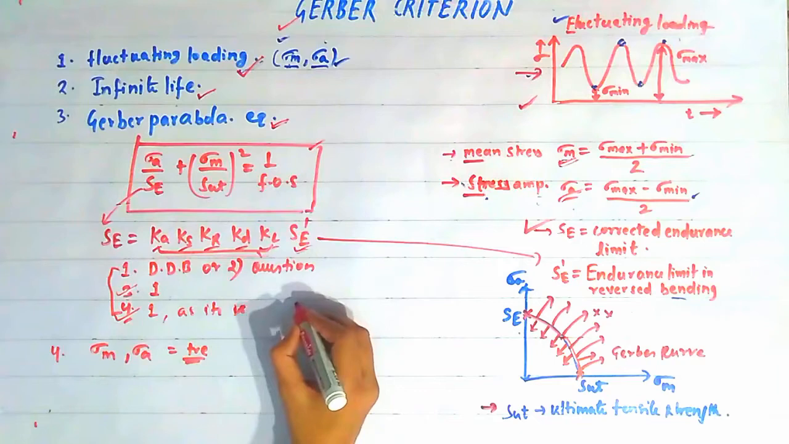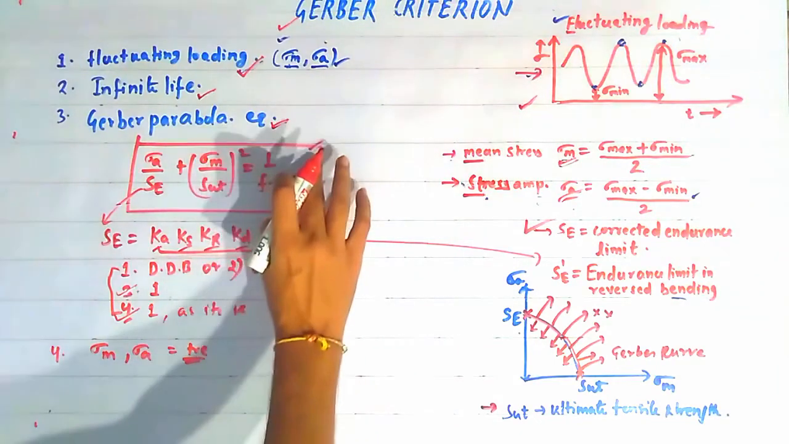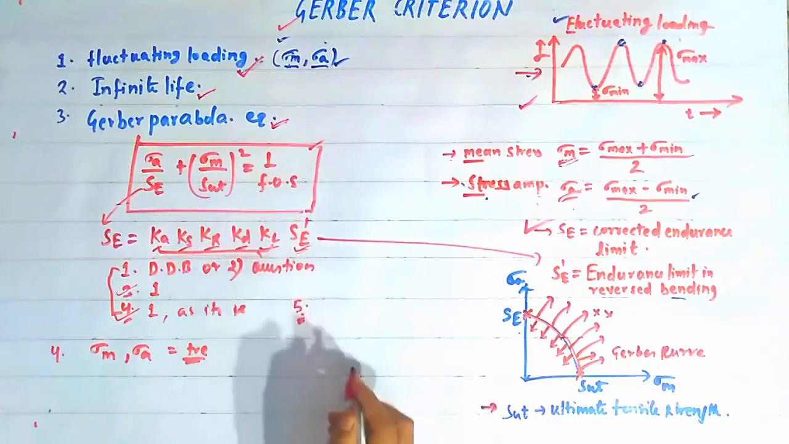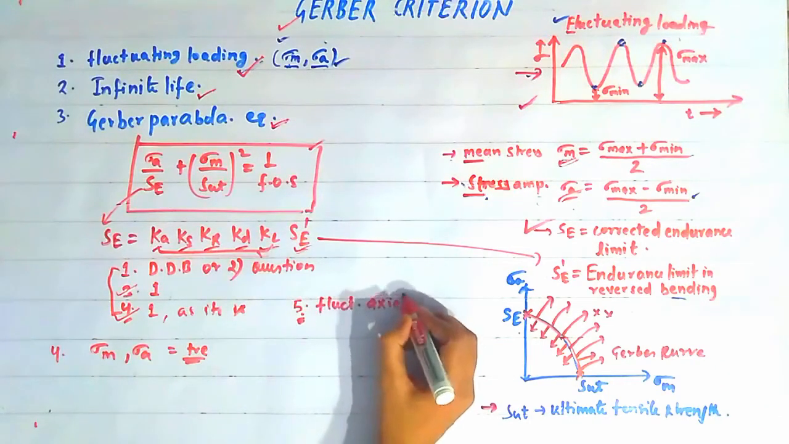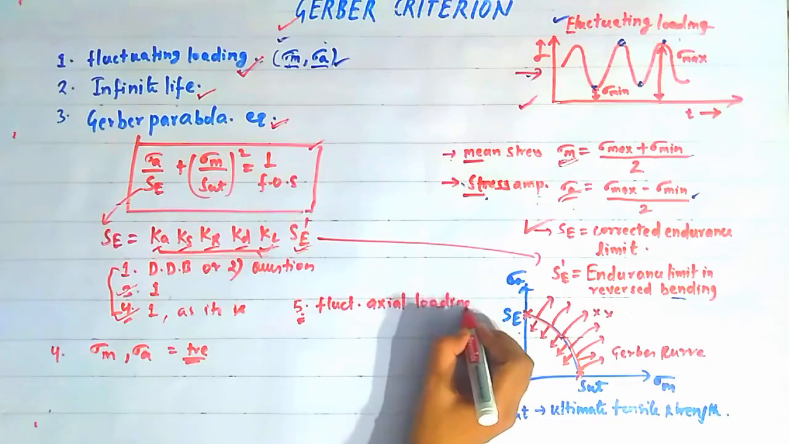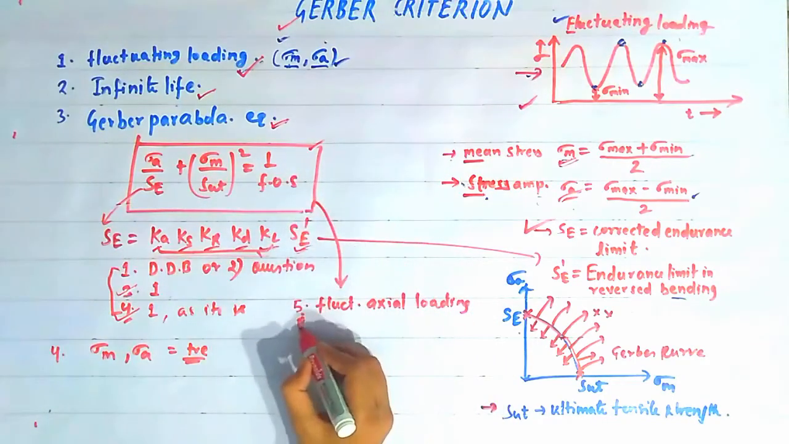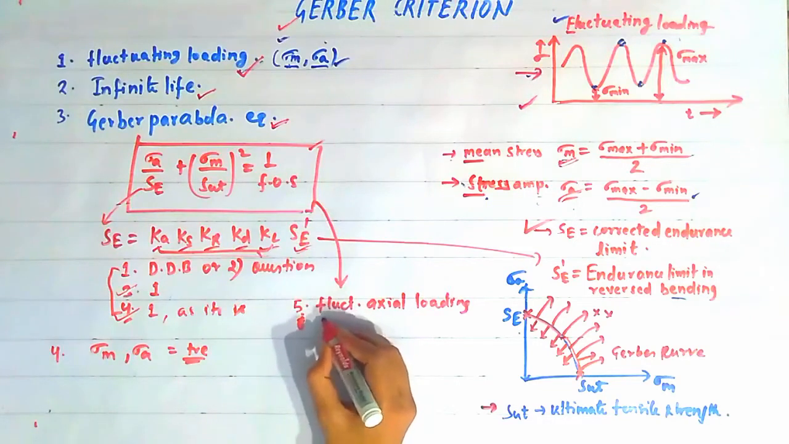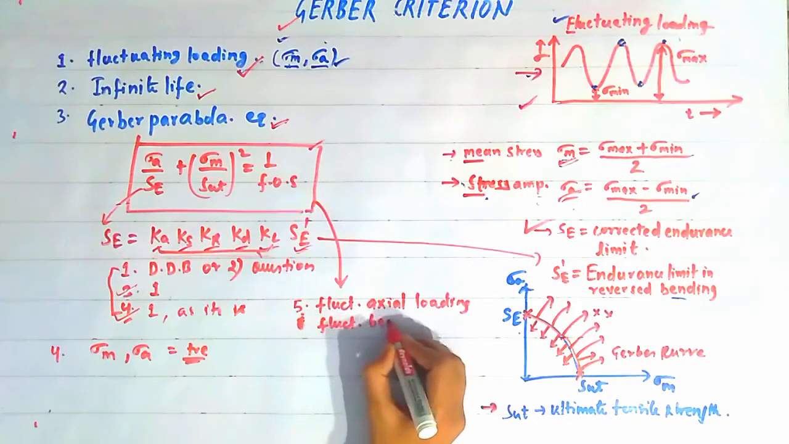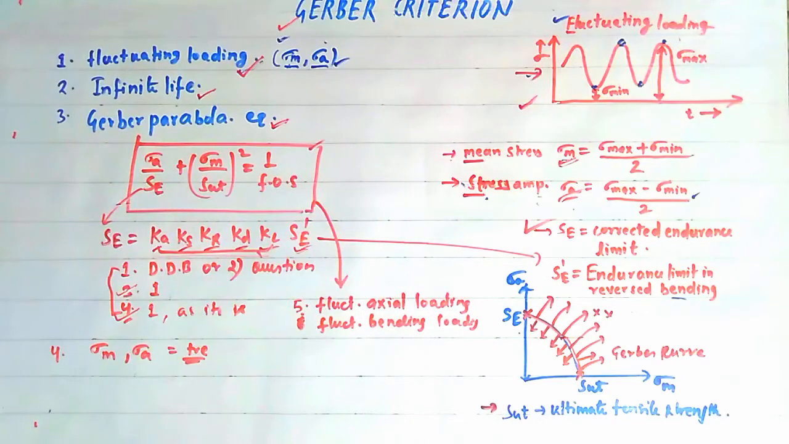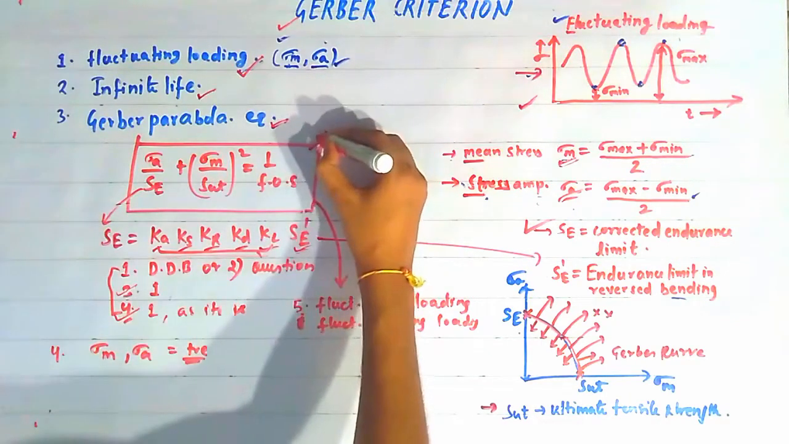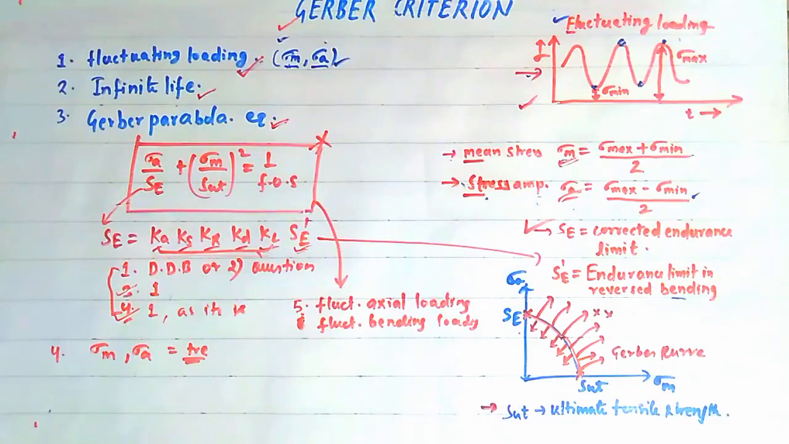Now friend, the 5th point is that this equation is valid for the case of fluctuating axial loading. That is, this equation can be applied for fluctuating loading condition, or for fluctuating bending loading. But for the case of fluctuating shear loading, that is fluctuating torsional loading, this formula is not applicable. Then what do we have to do? We have to derive or write a formula for fluctuating torsional loading.